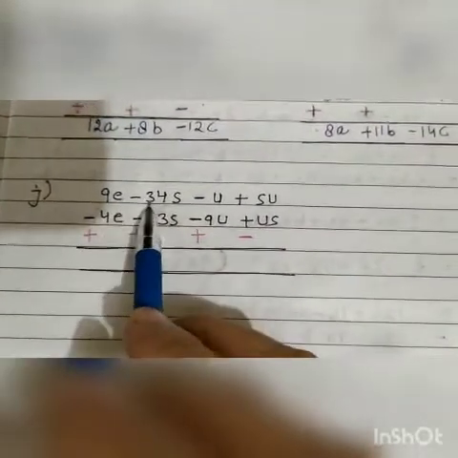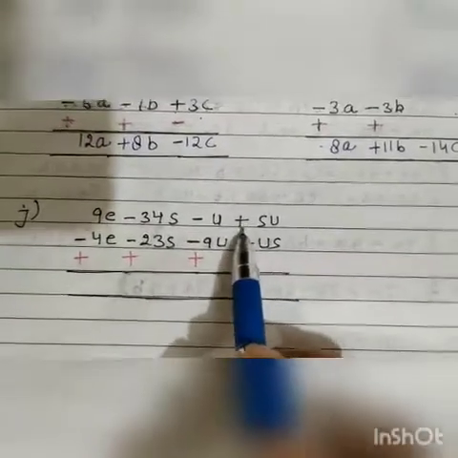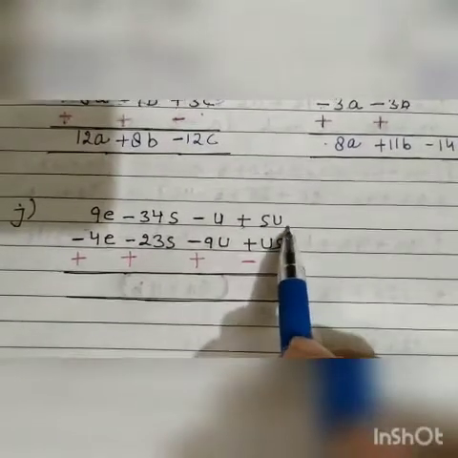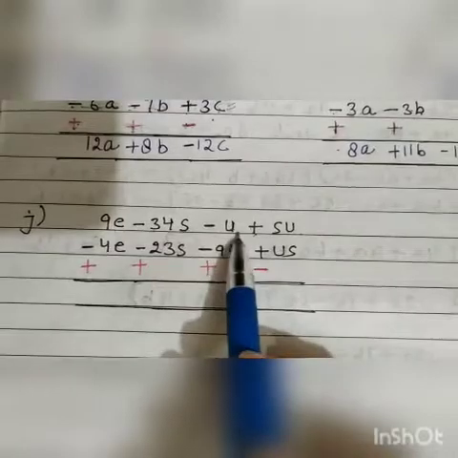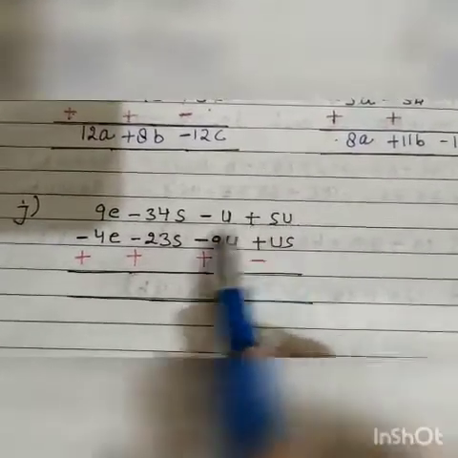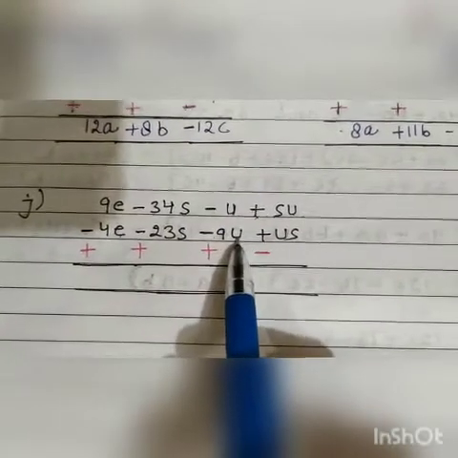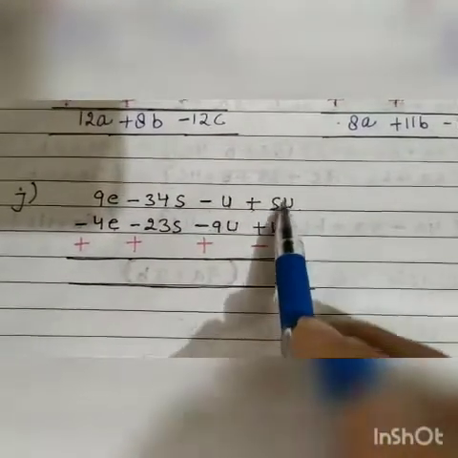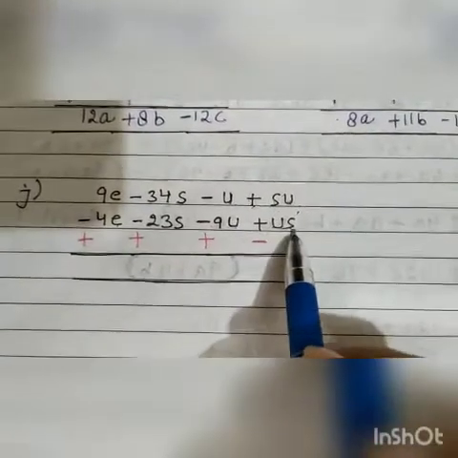9e minus 34s minus u plus 5su. This is plus su. 9e minus 34s minus u plus su minus 4e minus 23s minus 9u plus us. This su and this us both are same. No difference between this su and us.